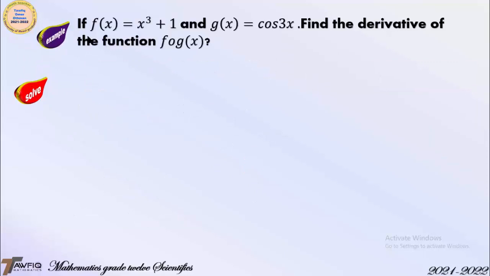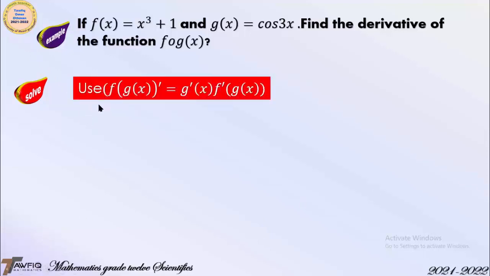If f(x) equals x cubed plus 1 and g(x) equals cosine 3x, find the derivative of the function f of g(x). To solve this example, we have two ways. The first way, we can use the chain rule, which is (f∘g)'(x) equals g'(x) times f'(g(x)).